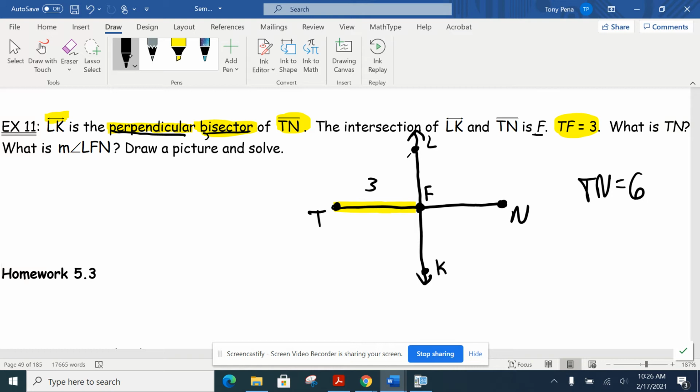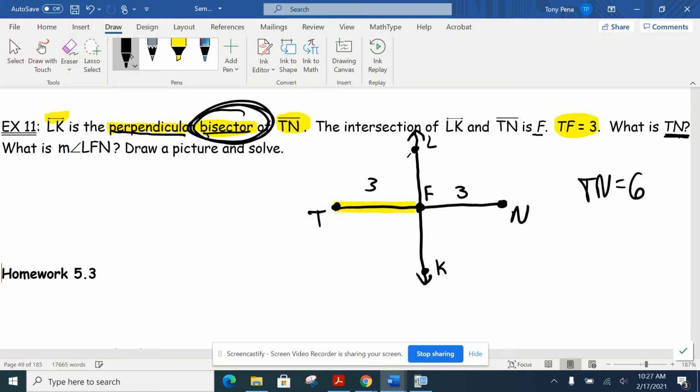Good. If it's bisecting it, then that means if this is 3, this here must also be 3. TN is the entire segment here to here. So 3 and 3 has to be a 6.